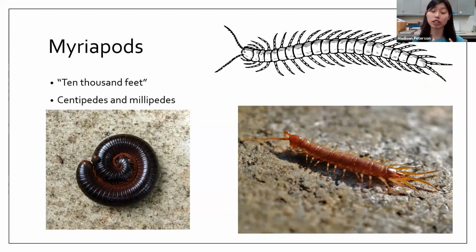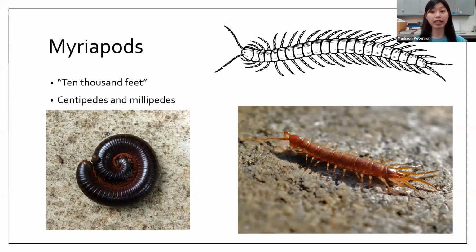Centipedes can have as few as 30 feet. And the world record for legs on a millipede, I think, is 750, the leg millipede is what they call it. And so what's cool about myriapods is that when they first hatch, they have fewer segments and fewer legs. And then as they grow and as they molt, they will add segments and add legs.